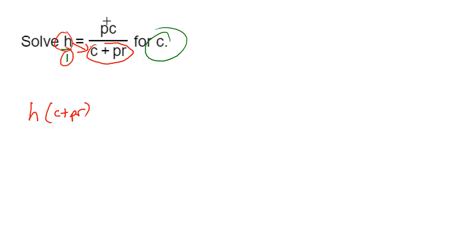And then we'll multiply these opposite corners together. So we'll have 1 times pc, which is going to be pc. And then we set these equal to each other.